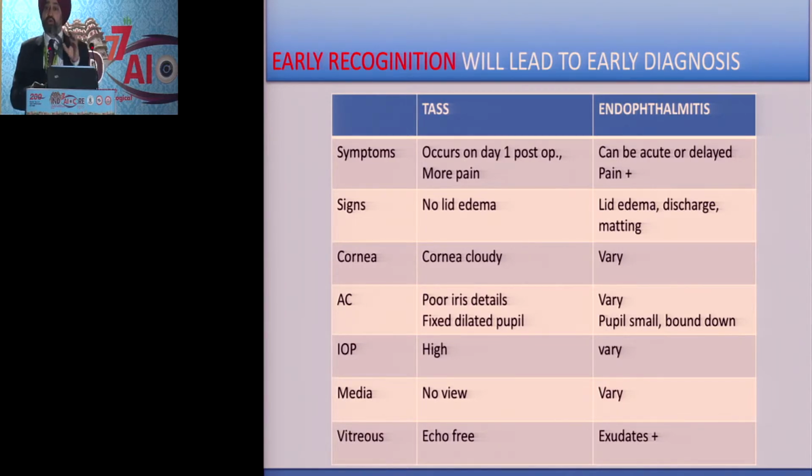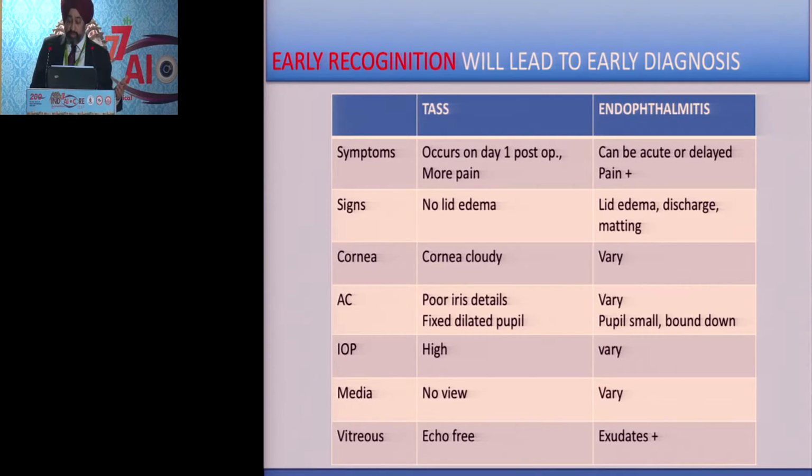Media clarity is no view, but the moment you put your ultrasound there, you will not see anything in the vitreous cavity. Again, you have a TASS there. You can easily say that you can have TASS there, but there I said lid edema, kind of pain, matting of lids, all these things will be there, and you will see lots of exudates in these patients.